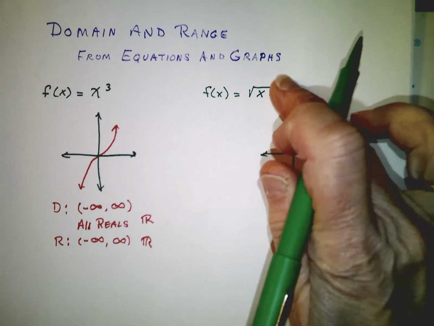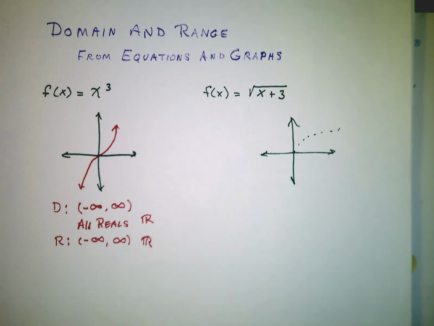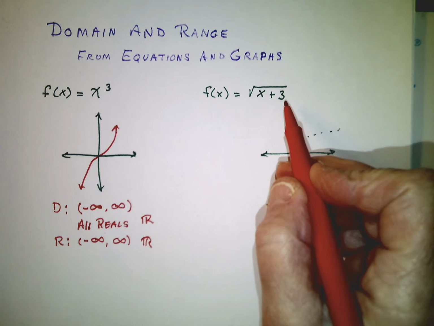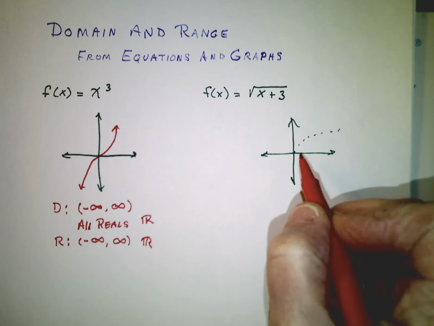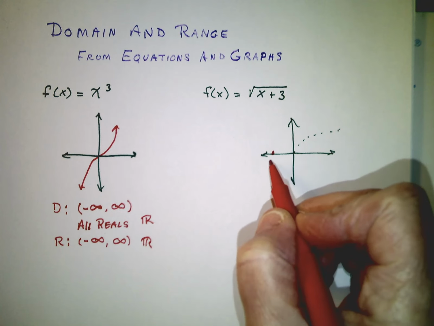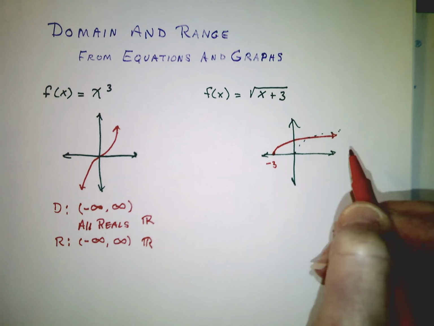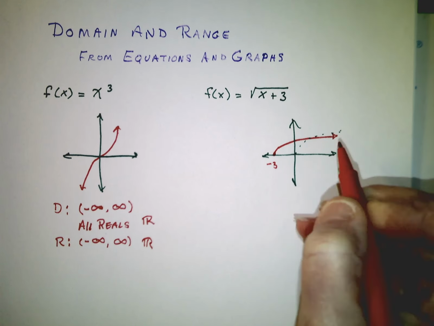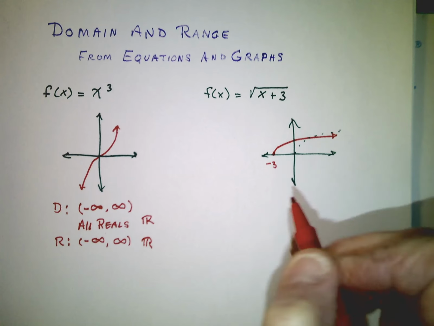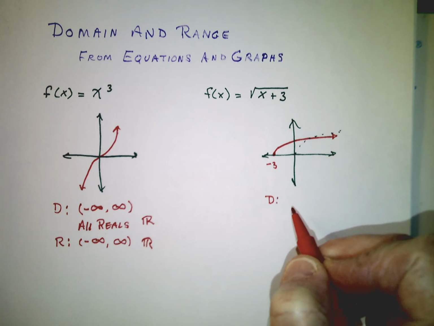The original square root function, the original parent, would be something like this. But that plus 3 that's in with the x means that the whole graph is going to get shifted 3 spaces to the left. So our parent function got transformed into this, and that's the function for which we determine the domain and range.